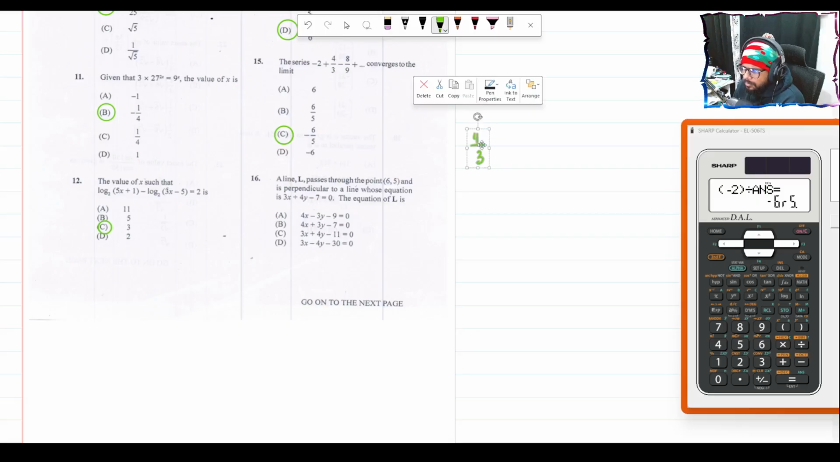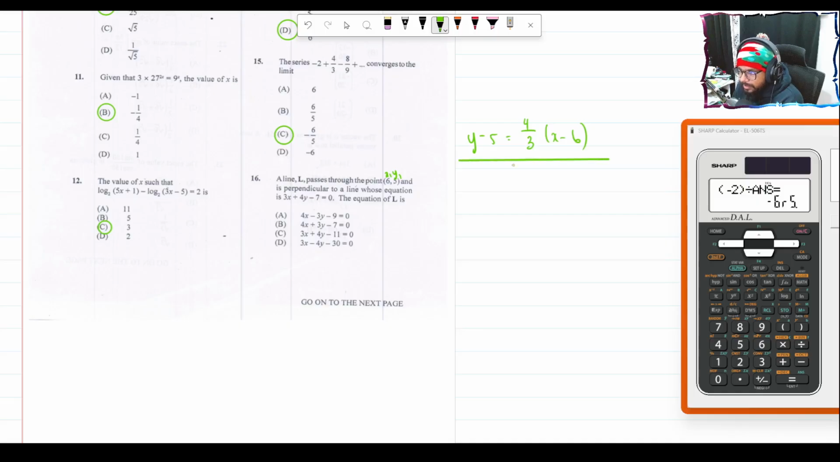And using the formula, y take away y1 is equal to m into x take away x1. Now they want it with integer coefficients. So right here, literally right here, we can multiply by 3 throughout. Multiplying by 3 throughout, I get 3y take away 15 is equal to, when I multiply this by 3, the 3 cancels with the 3. So I'll get 4x take away 24.